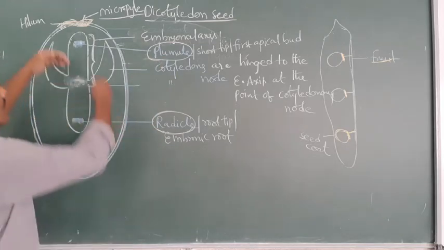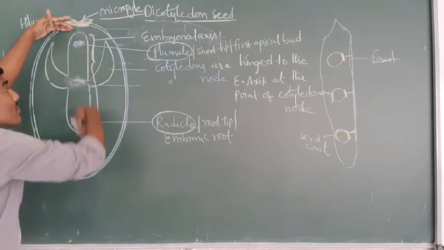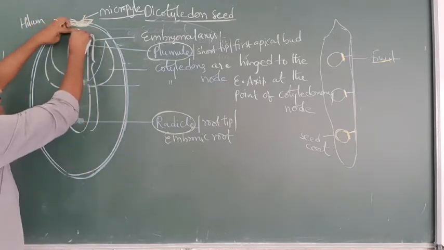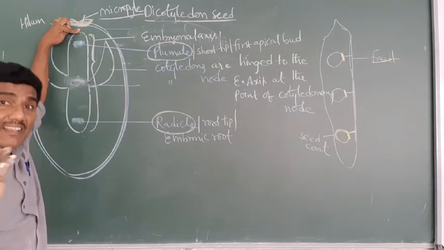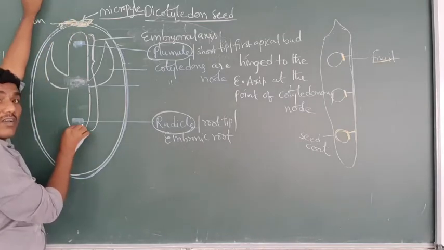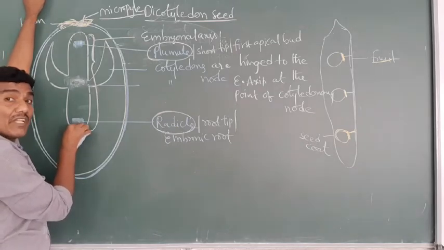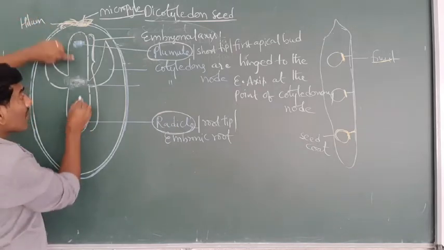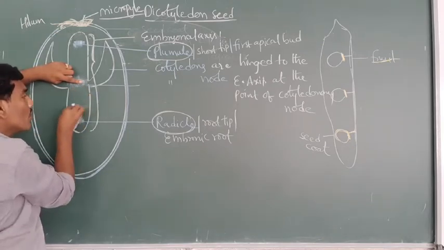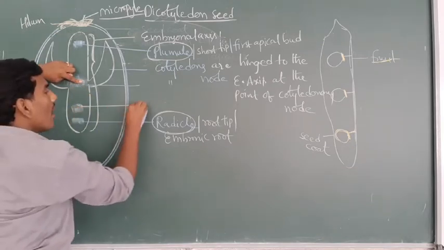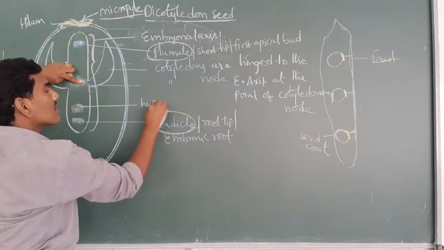Next one. Here, the region of the embryonal axis, from here to here, is nothing but a region. The region of the embryonal axis between the radicle and the cotyledonary node is the hypocotyl.